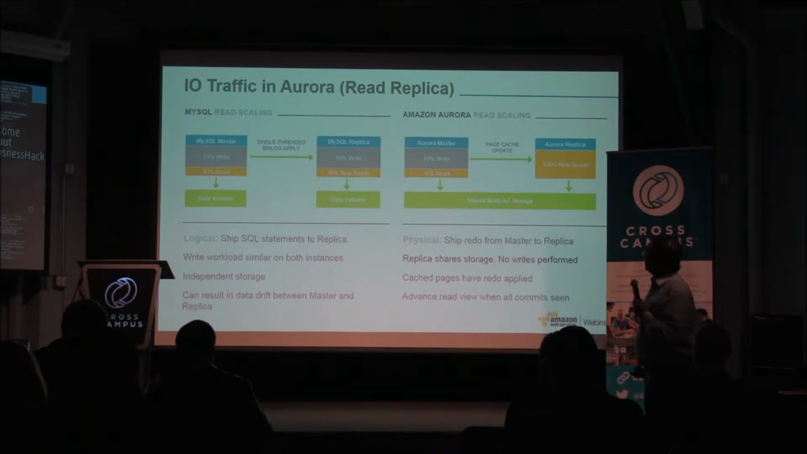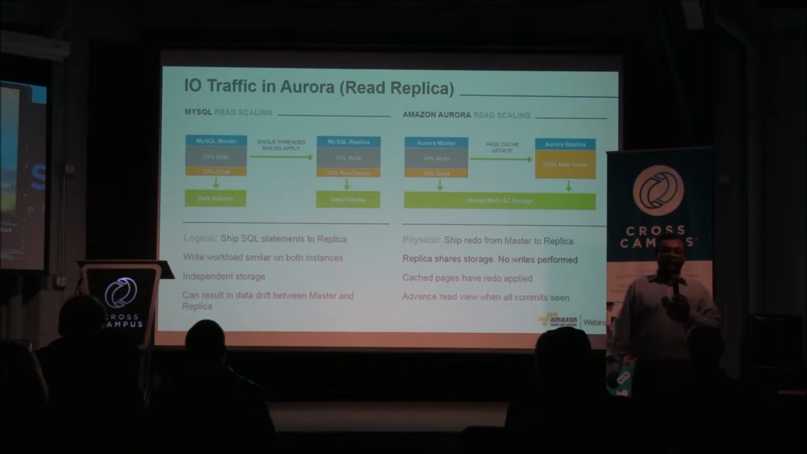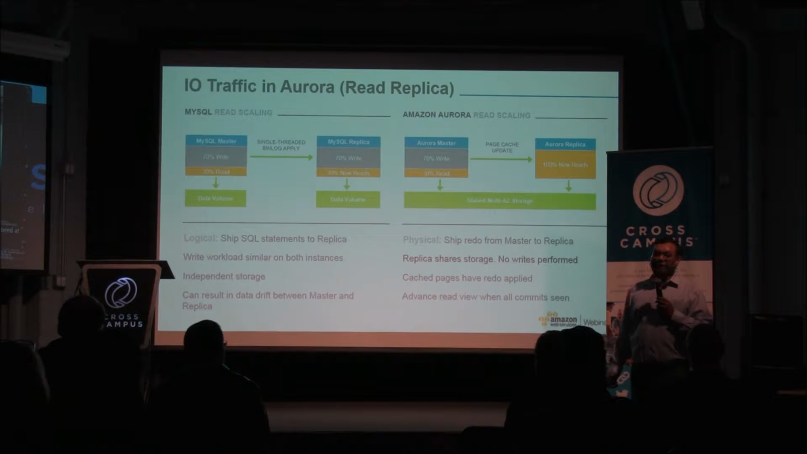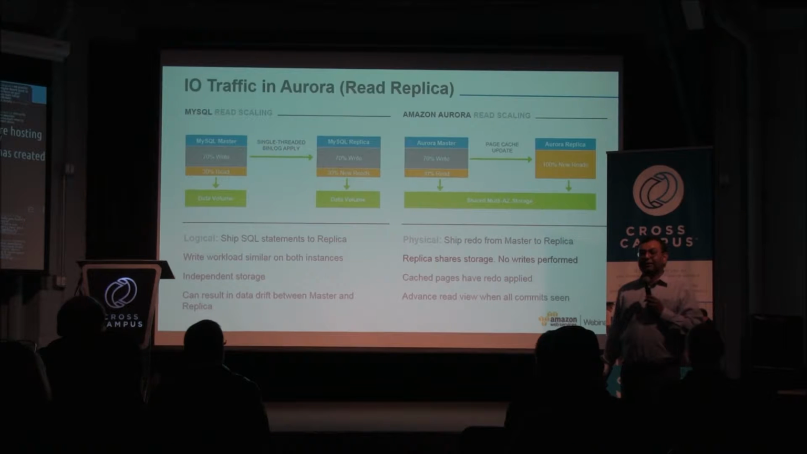Another interesting piece in terms of I/O traffic is how we handle read replicas. If you look at MySQL, the read replica is using bin log replication, which is essentially a logical replication. You're shipping your SQL statements from the primary to your standby or read replica, and then you're applying those SQL statements. So if you have some amount of write load on your master, you are applying the same amount of write load on your read replica, because we have to apply the bin log to the read replica.